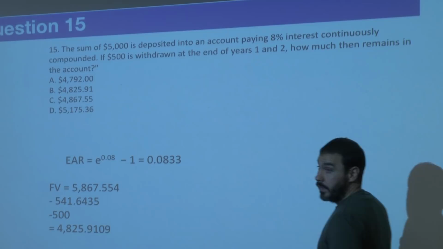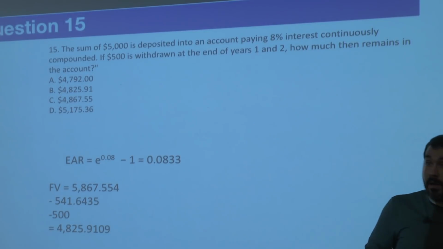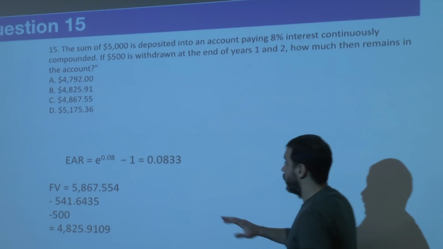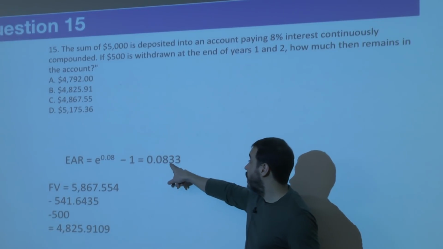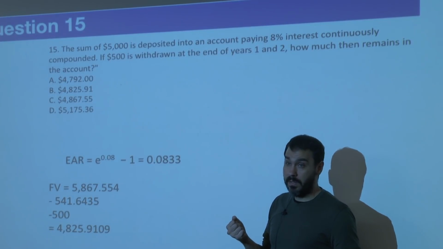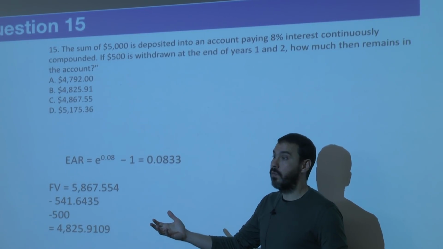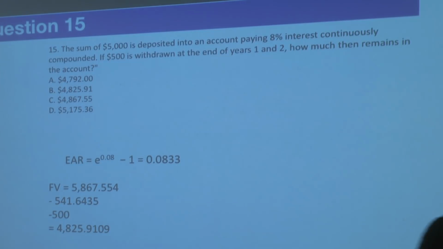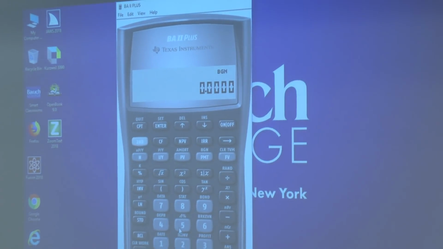Now another way to do it, which is what I would probably do if I had to do it, is start with $5,000 and multiply by 1 plus r. Then subtract 500, and then multiply what's left by 1 plus r, then subtract 500. On the calculator, it will look like this.